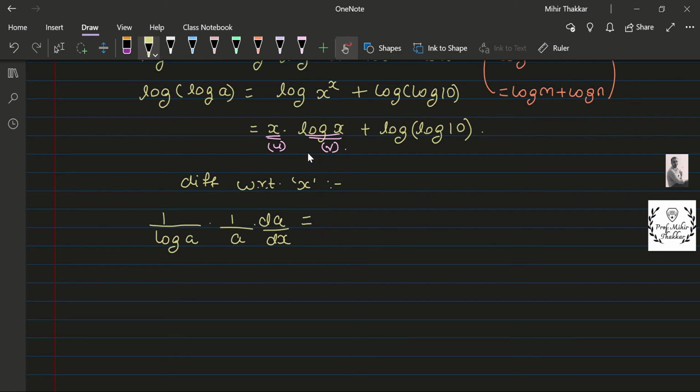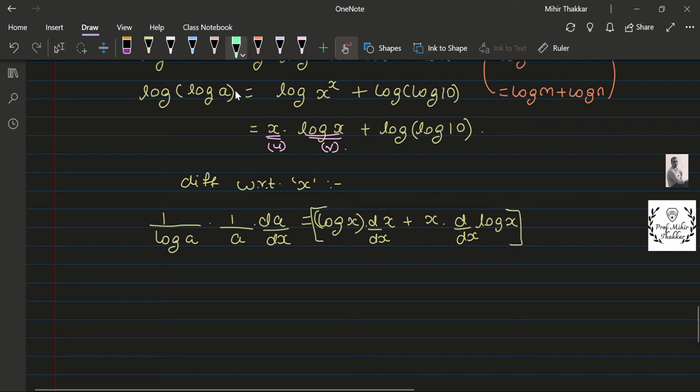Over here, when I want to apply the multiplication rule, it is v into derivative of u. So it is log of x into derivative of x plus x into derivative of log x. That was your first term.